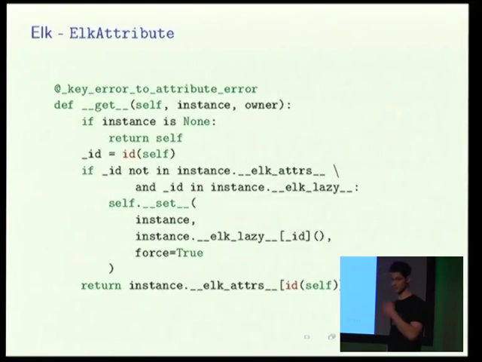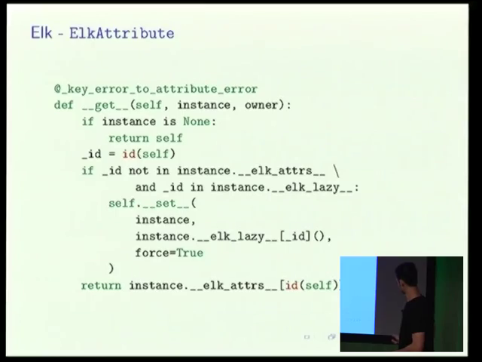Okay, so that was just a very basic introduction to Elk and what it looks like to use Elk, some of its facilities. How is it implemented? Let's look at the descriptors and have a look at some of the things we're doing to make this behaviour possible. Okay, so this is the __get__ for the ElkAttribute descriptor.